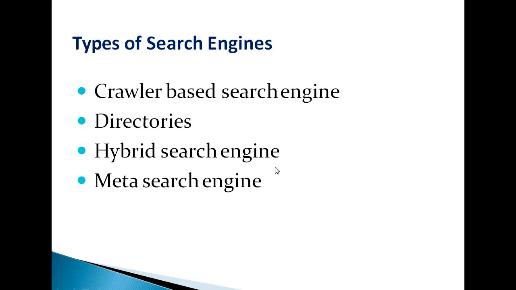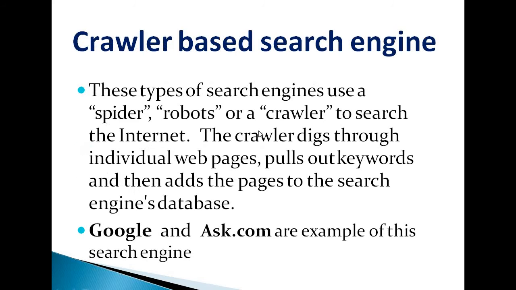Types of search engines: there are different types of search engines: crawler based search engine, directories, hybrid search engine, and last is the meta search engine. We will learn one by one how each search engine works. Now first is the crawler based search engine. This type of search engine uses a spider, robots, or a squirrel to search the internet.